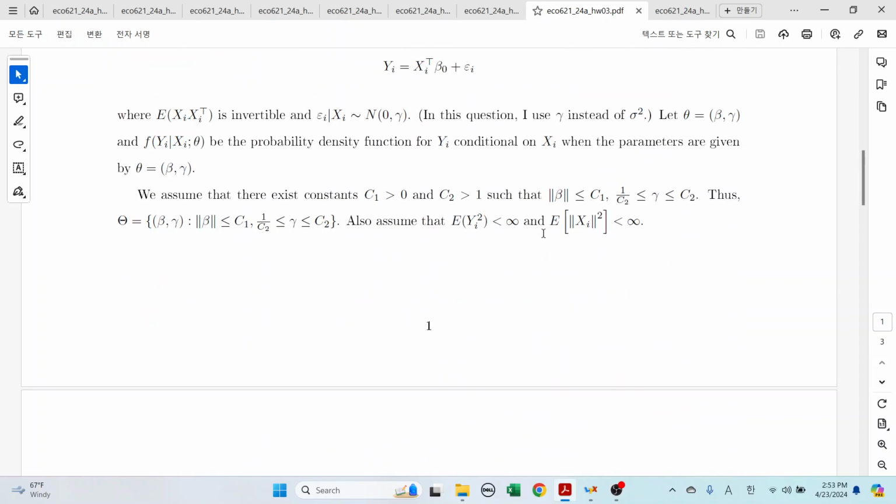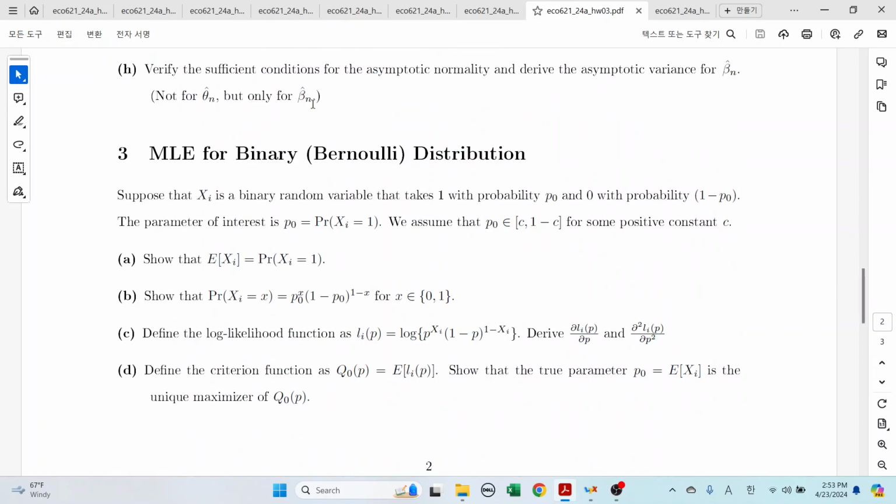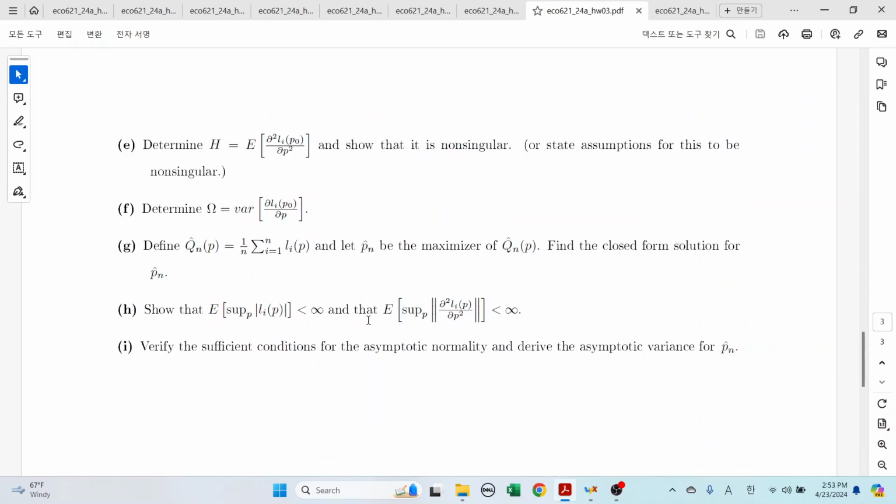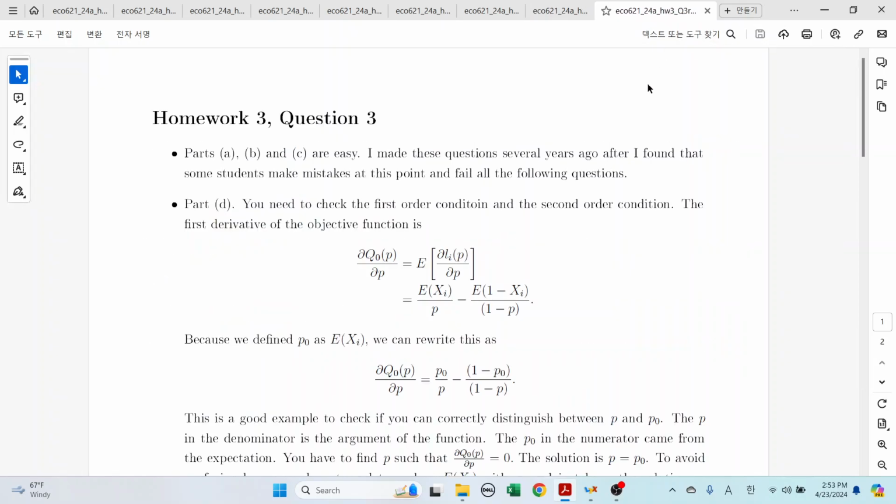So, especially homework 3, question 3, it's the maximum likelihood estimator for the binary distribution. Most of you have done well, but a few students have not paid attention to this thing. You may have guessed this is used to show this. Okay, so let me explain what I have seen from your answers.